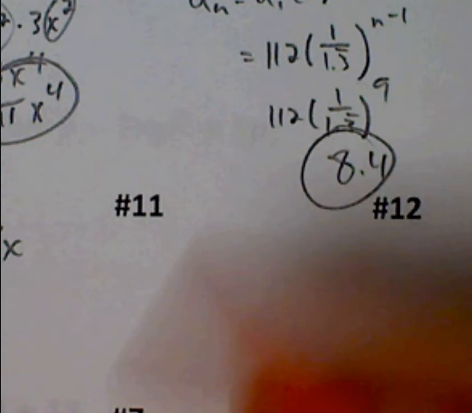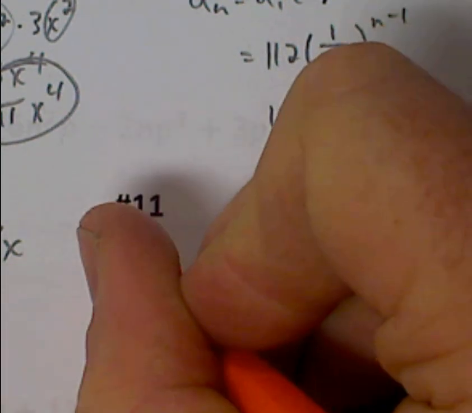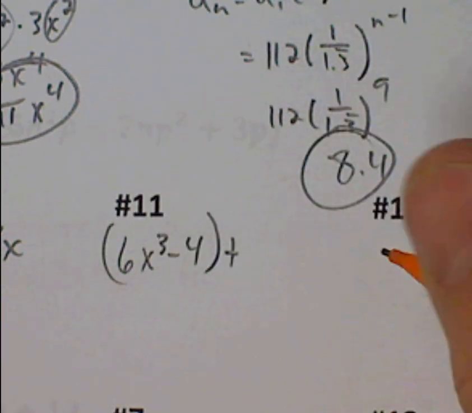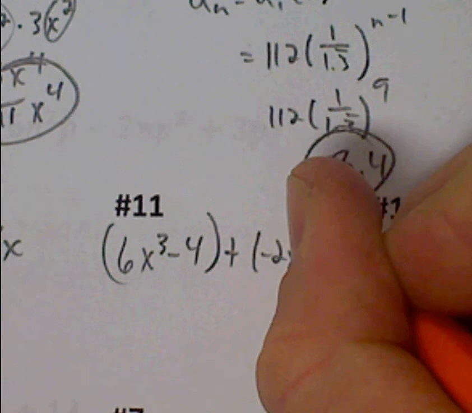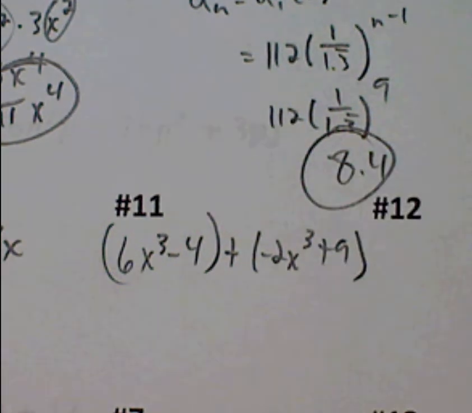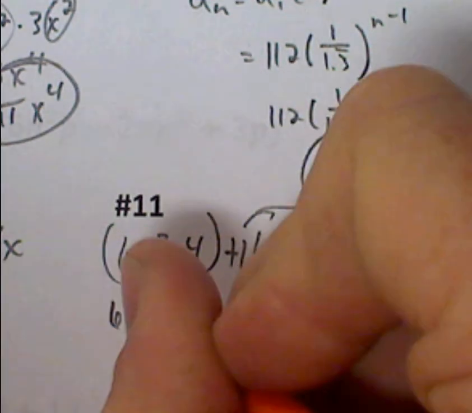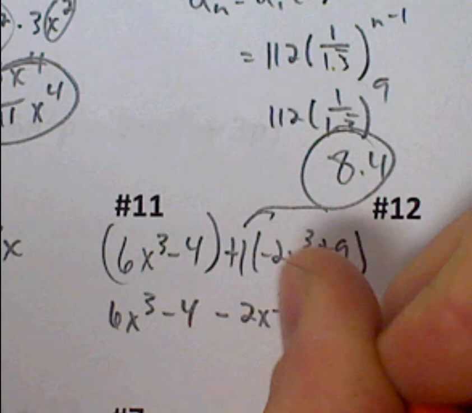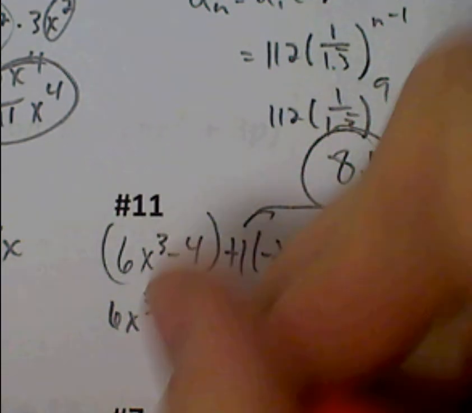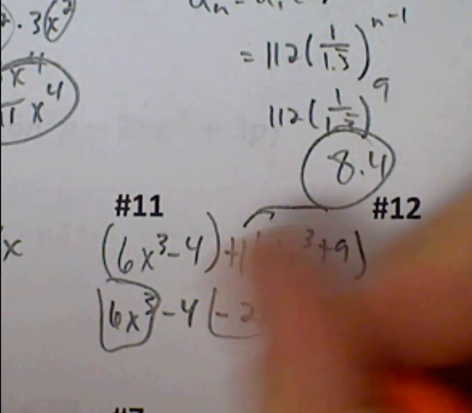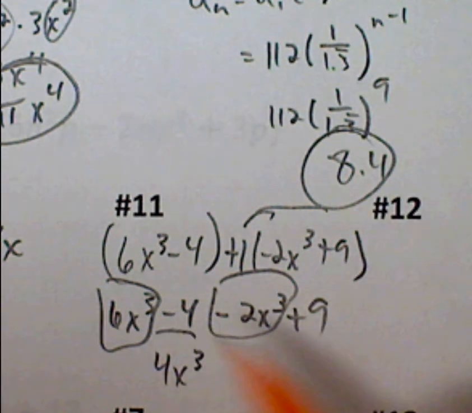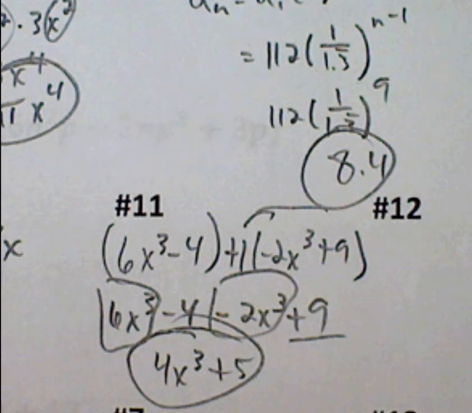Number 11, I have 6x to the third minus 4 plus negative 2x to the third plus 9. So I have a plus in the middle. If I distribute a 1, we got 6x to the third minus 4 minus 2x to the third plus 9. 6x to the third minus 2x to the third would give me 4x to the third. Negative 4, positive 9 is plus 5.